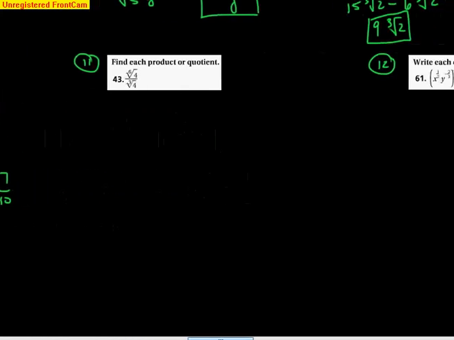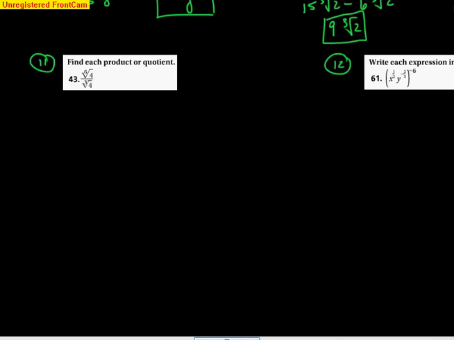All right. 2 more to go. Number 11. Here we go. We're going to divide. Okay? And the same kind of problem here. If you notice, these are different indexes. 6th root and 3rd root. Different indexes. Use rational exponents. Okay? So this is going to be 4 to the 1/6 over 4 to the 1/3.